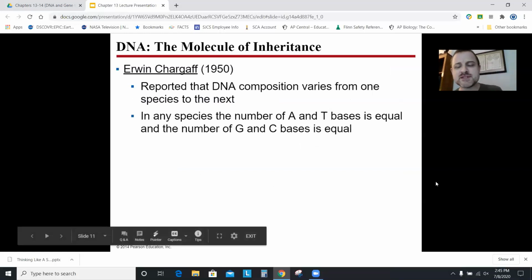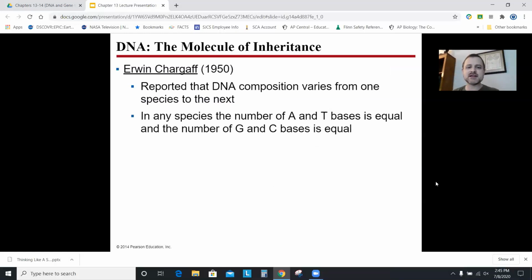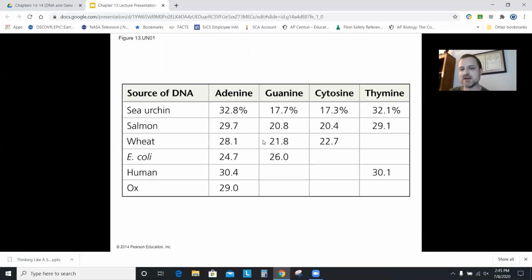Erwin Chargaff, this is a guy worth noting. He's the guy that figured out the base pairing rules. Well, actually, he didn't figure out the rules. He figured out that the numbers of A's, T's, G's, and C's from one species to another vary, actually from one individual to another, really. But he figured out that in any sample, the amount of A equals the amount of T, the amount of G equals the amount of C, which we know today is the base pairing rules.